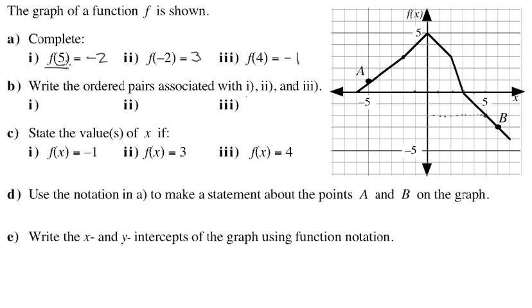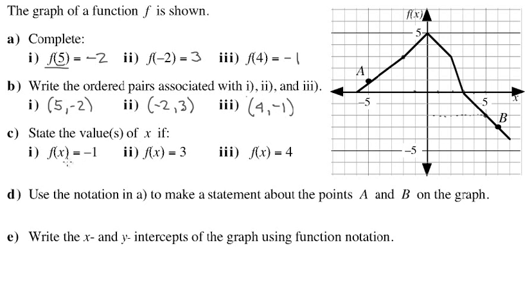Write the ordered pairs for what we just did. The first one was x was 5 and y was -2. The next one was x was -2 and y was 3. And when x was 4, our function was at -1.